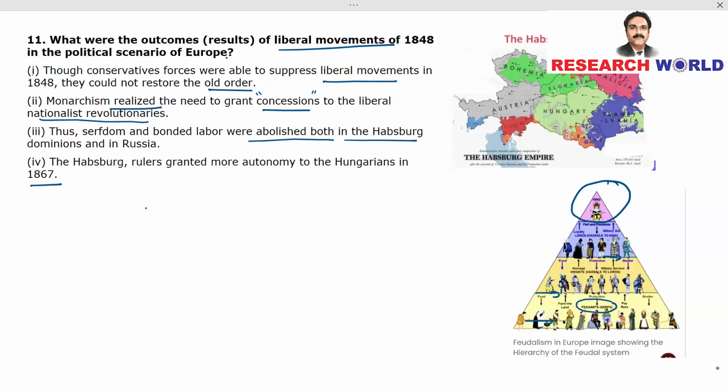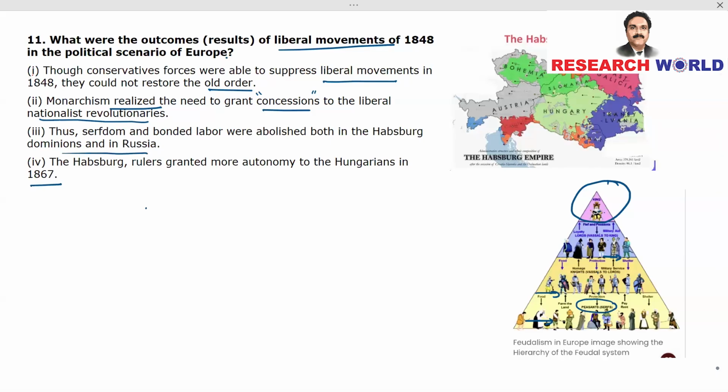The peasants got mistreated and they were exploited. And one of the most important instruments of exploitation was serfdom, the kind of labor which you have to do, and it was bonded labor. That means you can't move out of your estate. You can't dissociate from the estate owner. You are obliged to work in that field, which we have already discussed in the previous question. Okay, you can refer to that video. So serfdom and bonded labor were abolished, both in the Habsburg dominion and Russia.